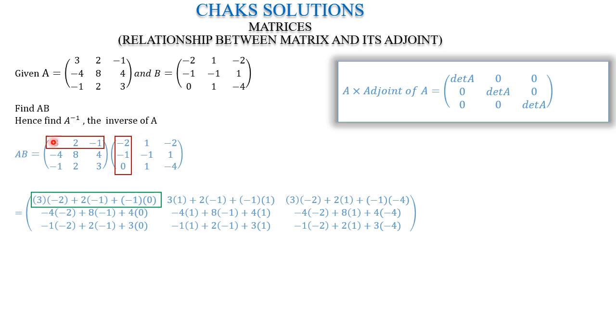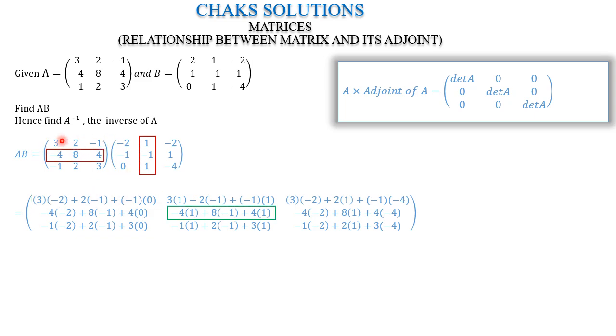So this will give us 3 times minus 2, then plus 2 times minus 1, then minus 1 times 0. So this is the answer here. Then let's take the second row.